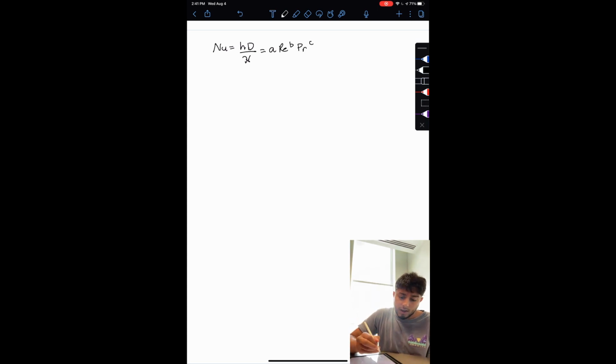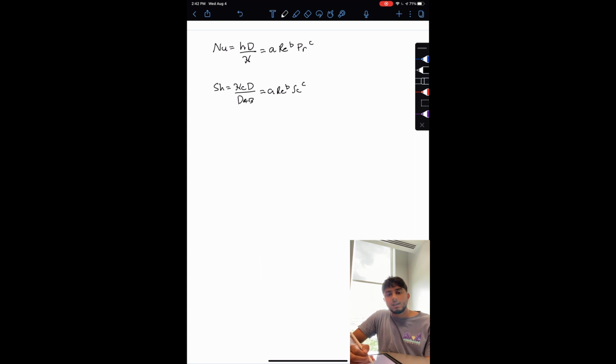We also have the Sherwood number. That is equal to its mass transfer coefficient multiplied by its length d over its diffusion coefficient DAB. Now, we know that is also equal to the coefficient A multiplied by its Reynolds number to the B, and the only difference is the Schmidt number to the C.